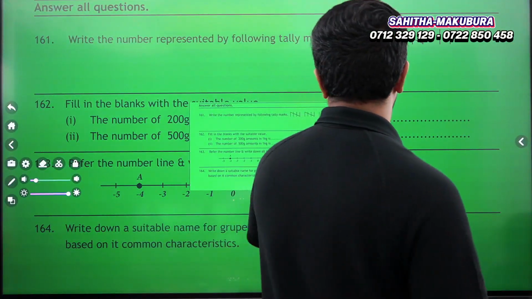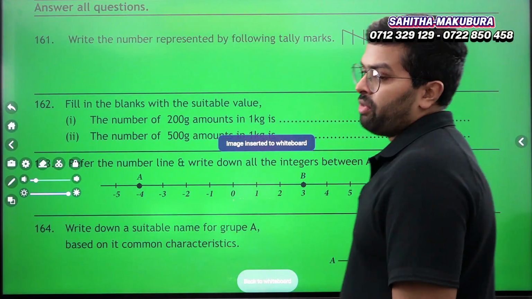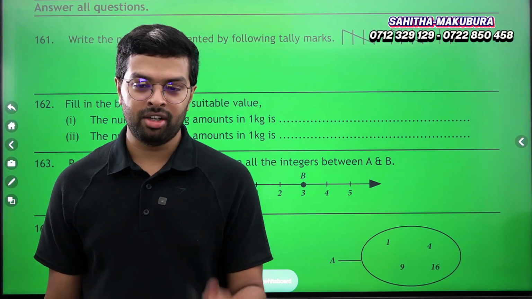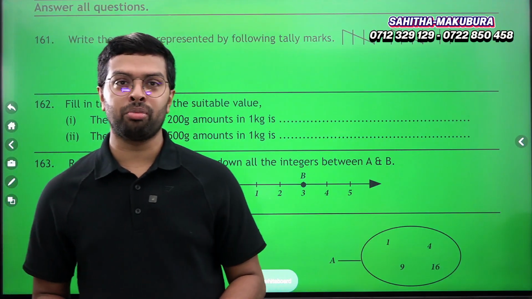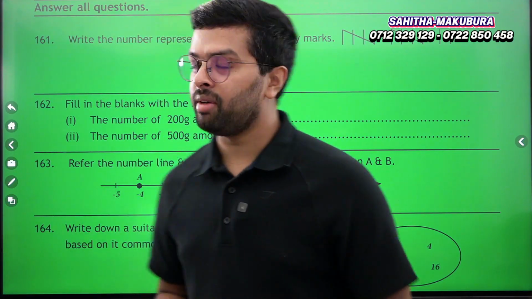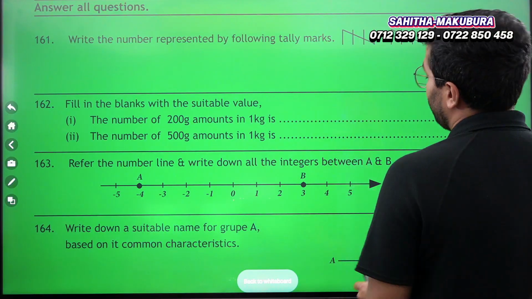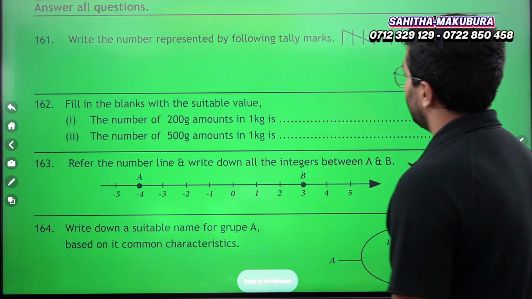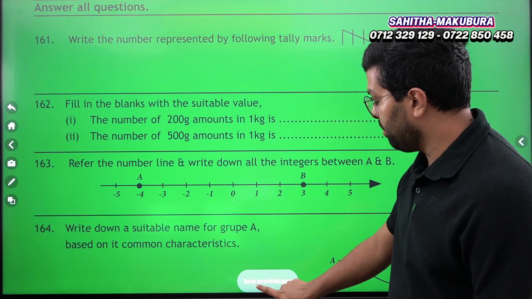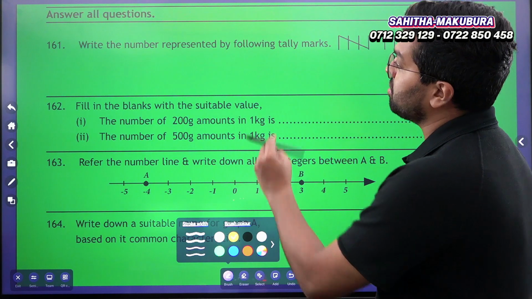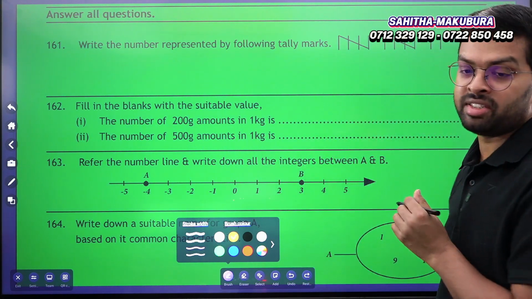So for the moment we have completed 160 questions from different past papers. The questions today start from question number 161. Write the number represented by the following tally marks. So there is a number represented using tally marks, asking us what's the number represented by these tally marks.